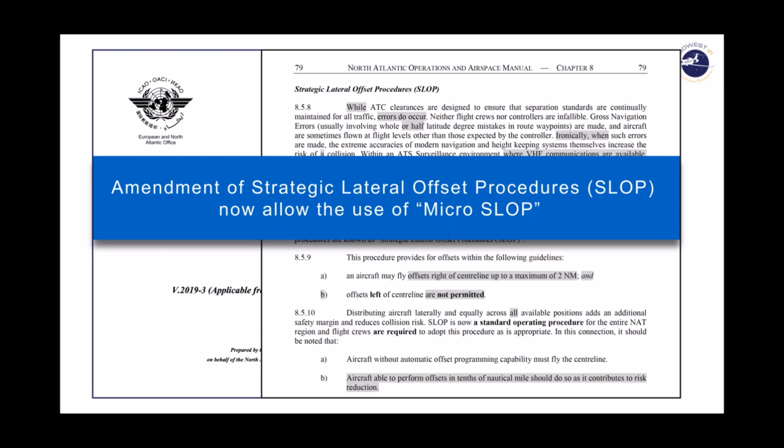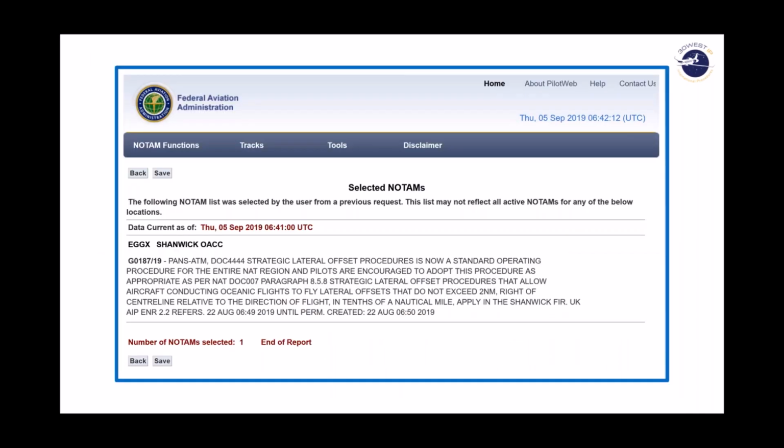Now, what they're doing here is they're talking about offsets in tenths of a mile up to 2 nautical miles. In my humble opinion, this is poorly written, and I think you'll understand why in just a moment. This is a NOTAM, and this NOTAM from Shanwick states that they have changed strategic lateral offset procedures within their area, and they're adopting the procedures in DOC 4444. That's different than what's in DOC 007, and we're going to get more information when the AICs come out. Notice how Shanwick takes the liberty to decide that the entire NAT region will do this. We're going to see NOTAMs come out for different sectors. Shanwick really, in their NOTAMs, should limit their implementations to Shanwick, not the entire region.